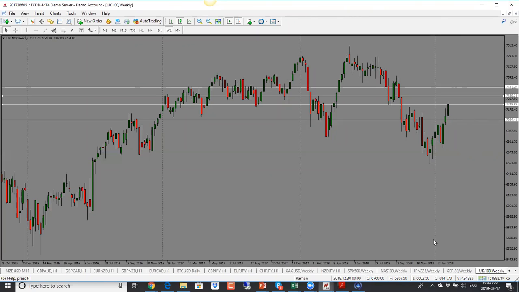So if indices are going up, equity markets are going up, which means yen crosses will generally go up as well because the Japanese yen tends to drop when equity markets are going up.